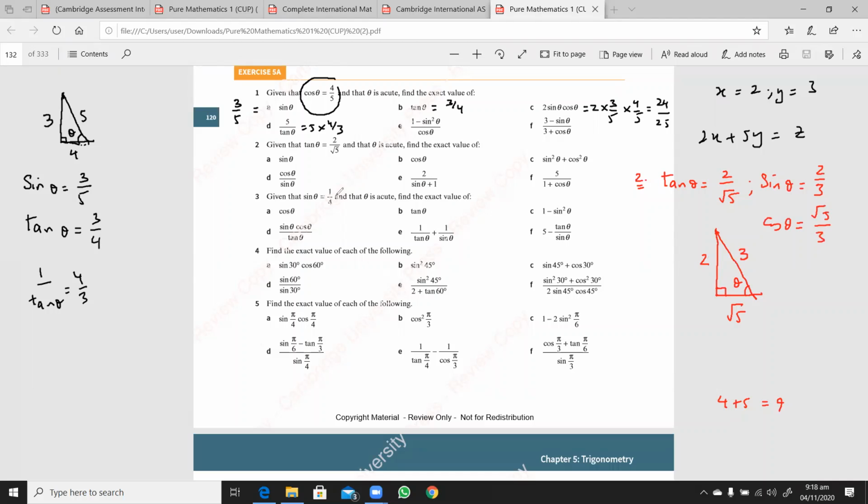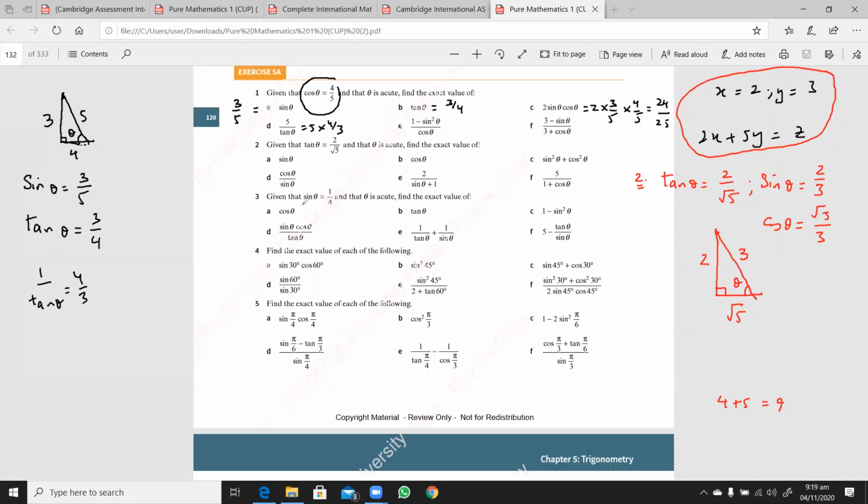So you see that you have to only put the values like sine theta, cos theta, sine square theta. That just becomes a question like this when you have been given the values of x, y, z, whatever, and then you have to find these values like this. Look at this third question.